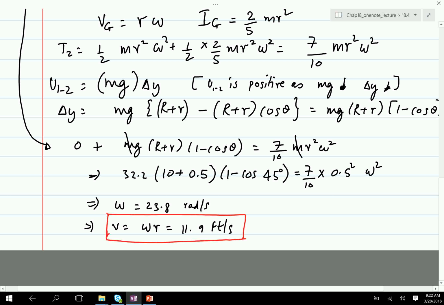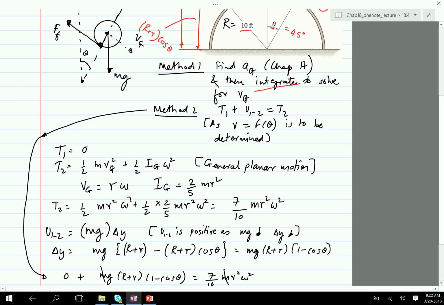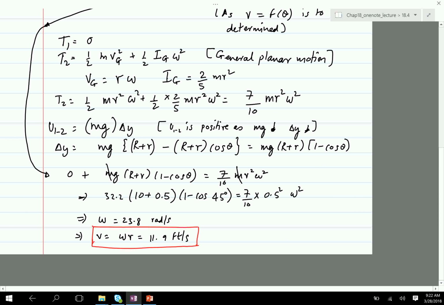So no need to integrate. The advantage of this method is if you are done with method 1, which I wrote down here briefly, you had to integrate. In this case, you do not have to integrate. That's the advantage. That's why it makes computation slightly easier. Any questions on this?